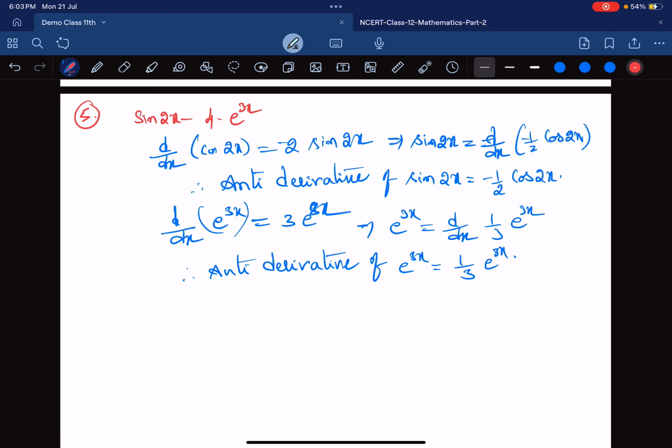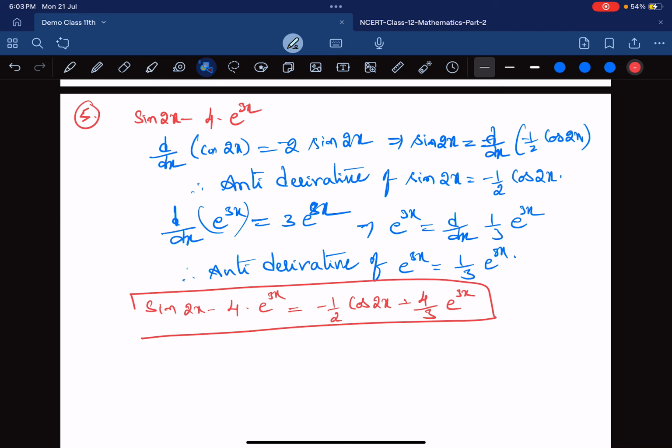So we have the problem sin 2x minus 4 times e power 3x. The antiderivative is minus half into cos 2x minus 4 by 3 times e power 3x. So this is our final result for the antiderivative of the given function.